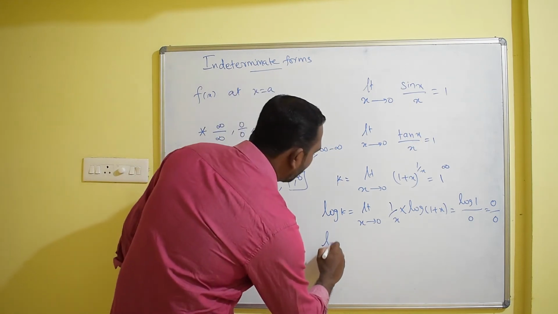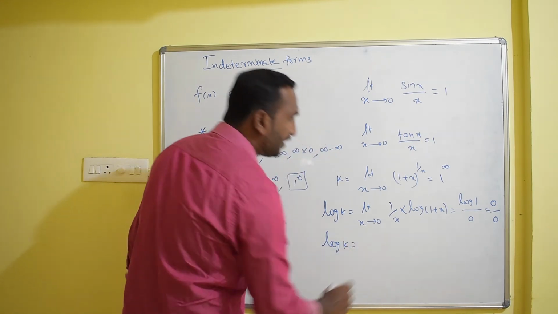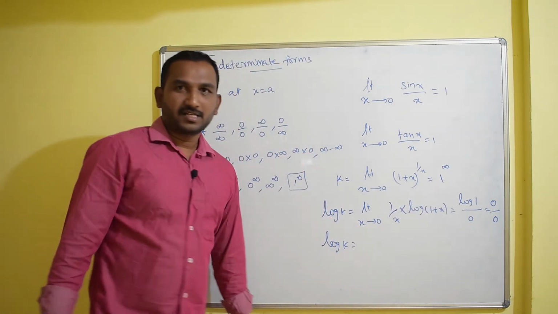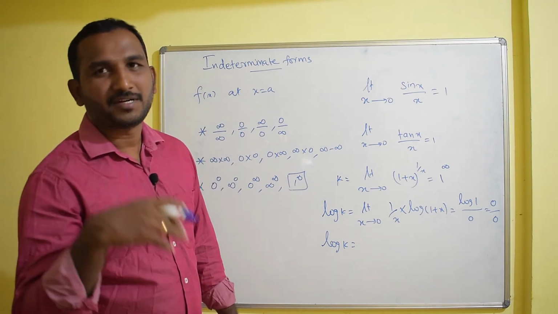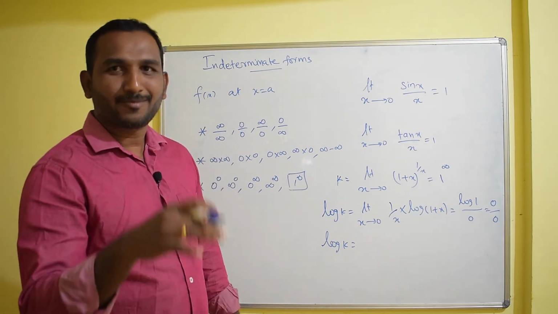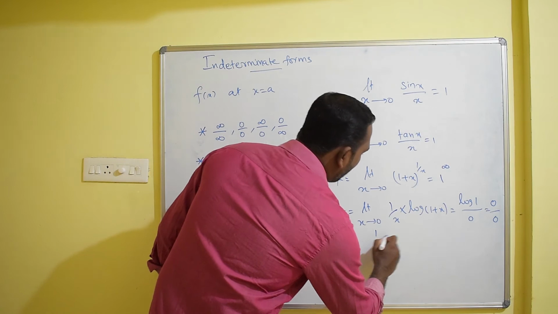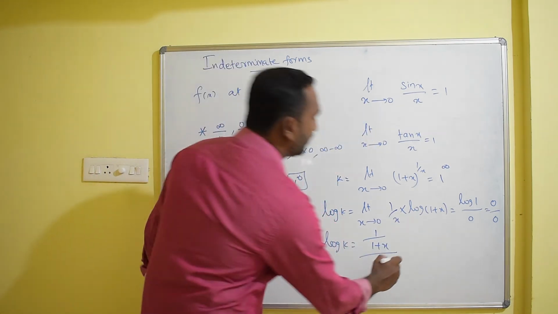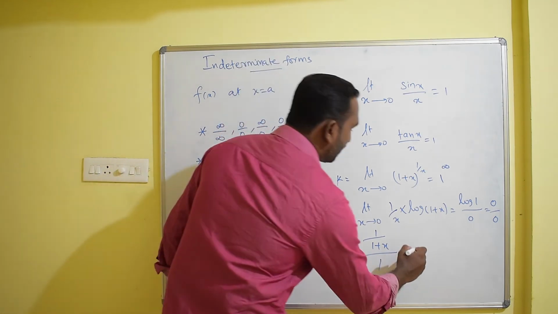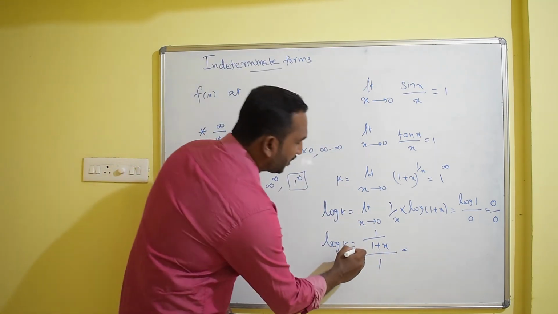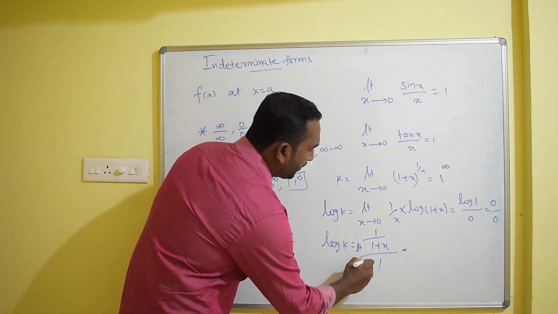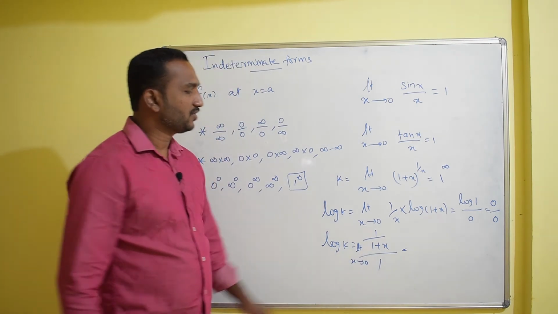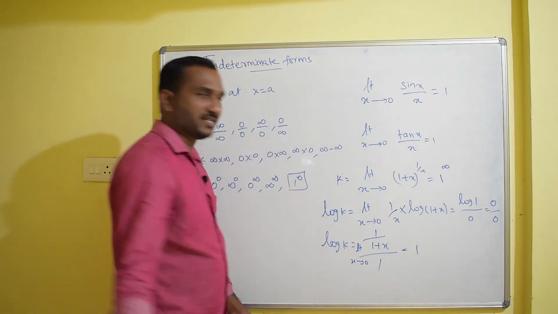Now log k is equal to, what is the differentiation of log x? That will give 1 by x. If it is 1 plus x, again we can write 1 by 1 plus x, and x with respect to x will give 1. So we can write it as 1 by 1 plus x, and before that don't forget to write the limit x tends to 0. Now substitute 0, what will happen? You will get 1. Yes, obviously.